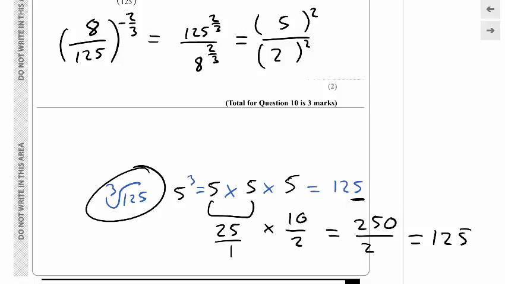But look what I've got to do now. I've got to do 5 squared. That's fine. I can totally do that. That's the easy part. And then I've got 2 squared on the bottom. So that's 4. So I've got 25 over 4 as my final answer. That wasn't that bad, was it?